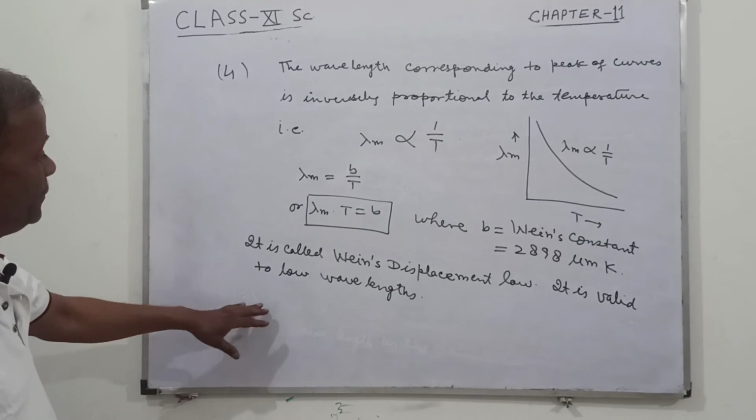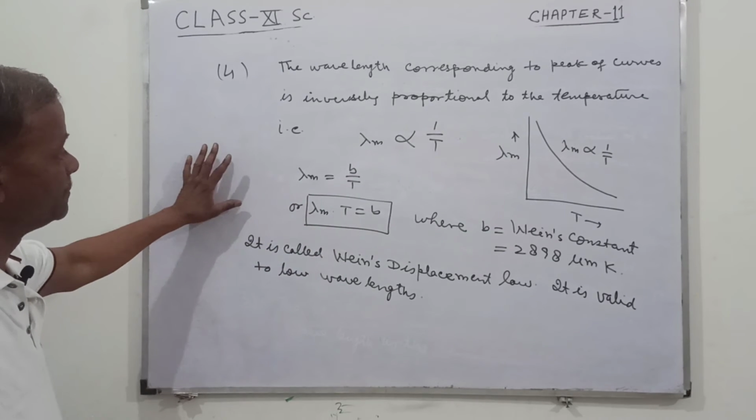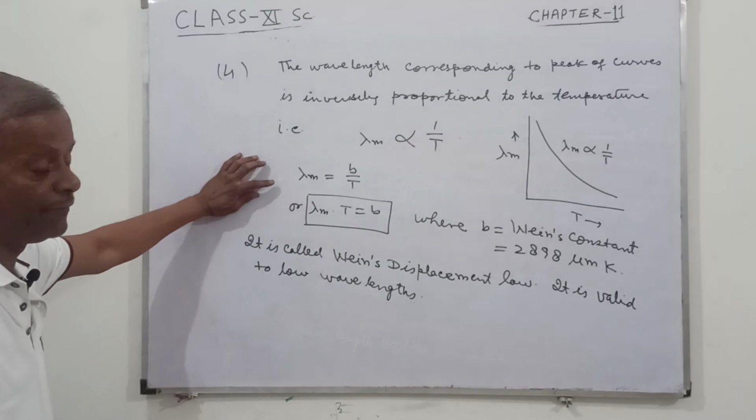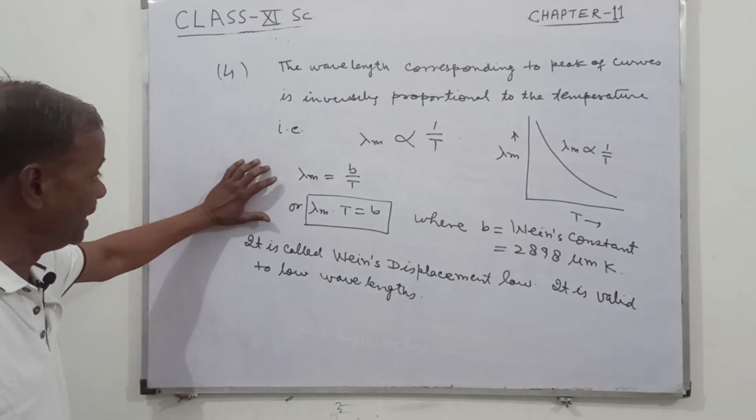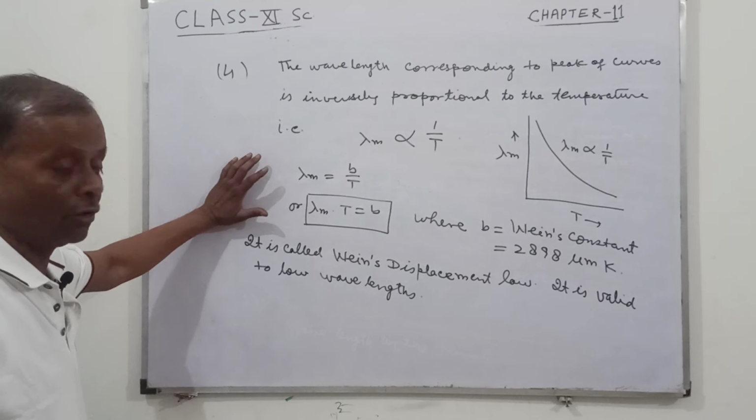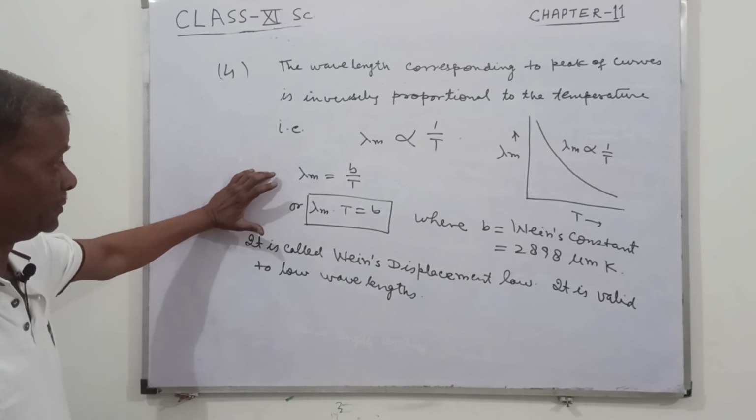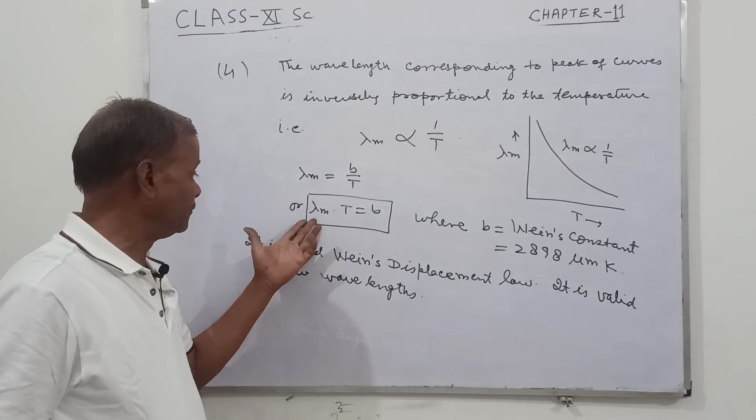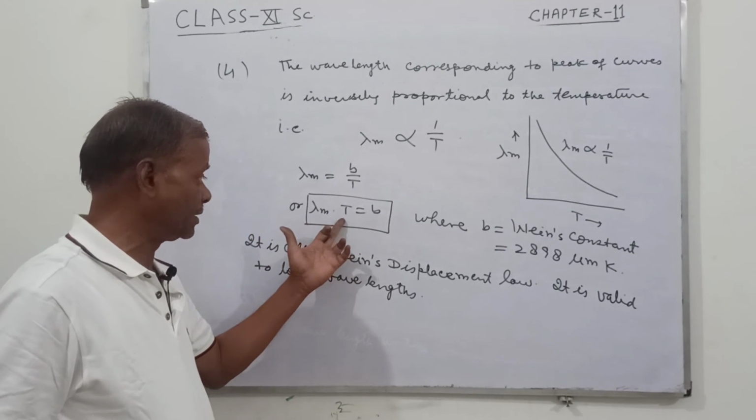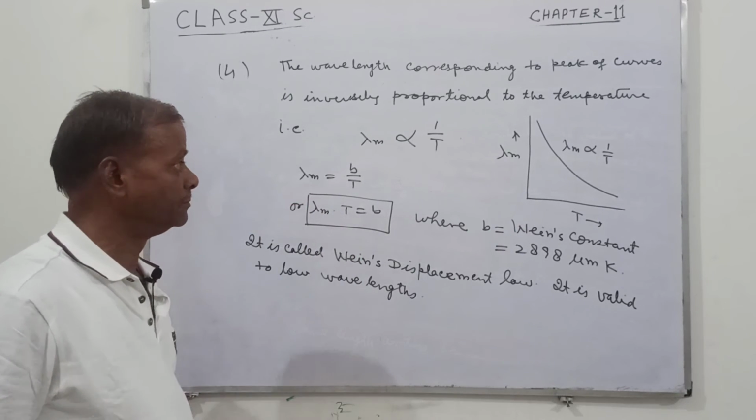So this gives you Wien's displacement law, which applies to the lower wavelengths, and this law is well applicable to bodies like the sun and stars, and suppose we have a furnace. Then if we know the value of lambda m, you can calculate the value of T, the temperature of the body.